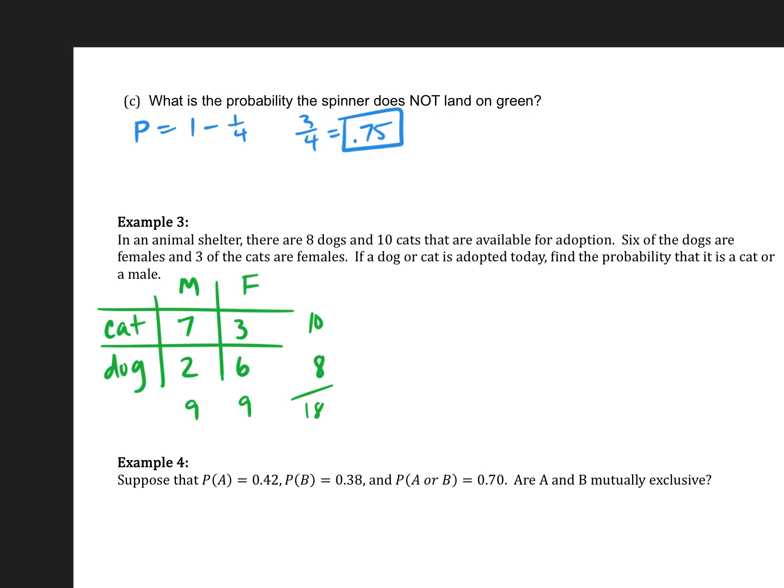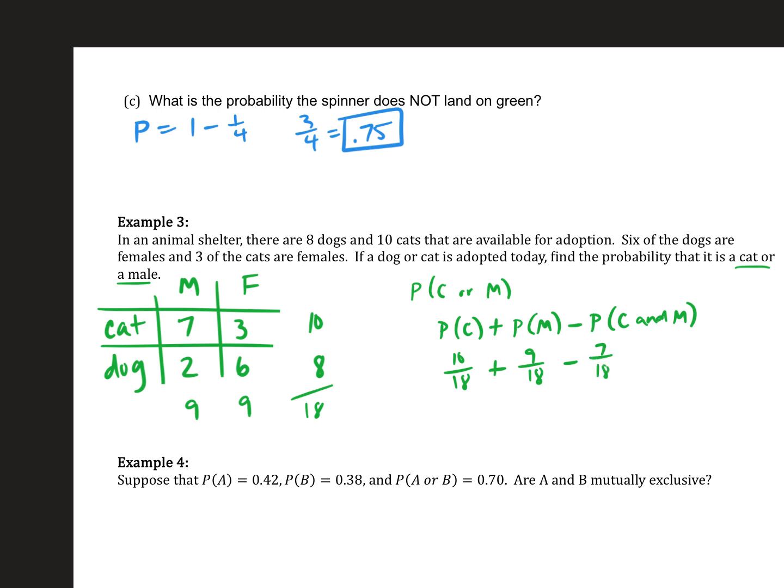Find the probability it is a cat or a male. So probability cat or male. So the math is the probability it's a cat plus the probability it's a male minus the probability of both. So that would be 10 out of 18 plus 9 out of 18 minus having both is 7 out of 18.